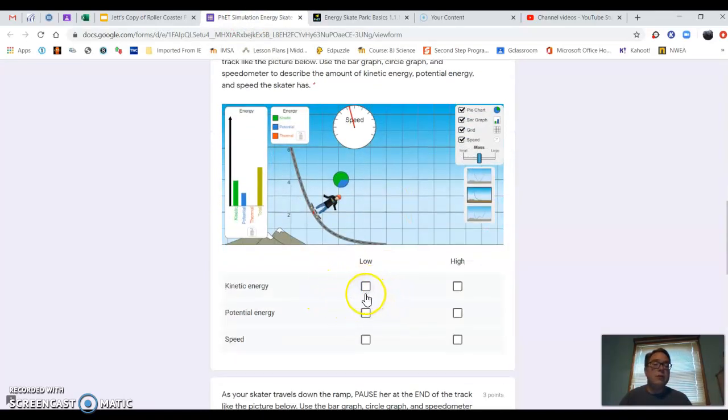Is kinetic energy lower or higher? Is potential energy lower or higher than what it was? And is the speed lower or higher? Only one in each row, please.